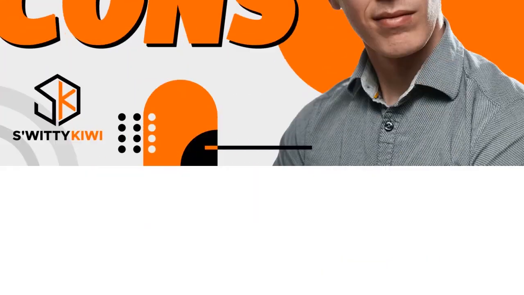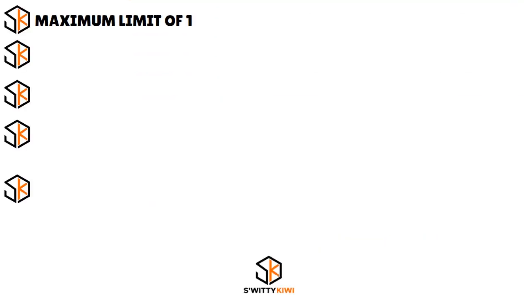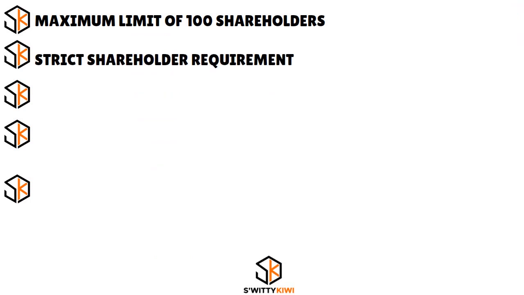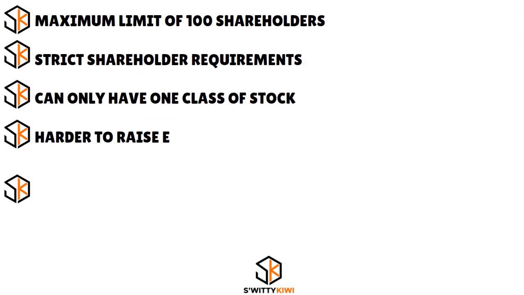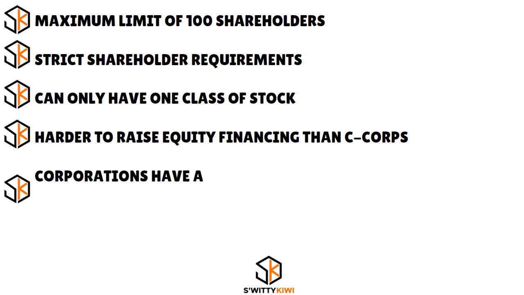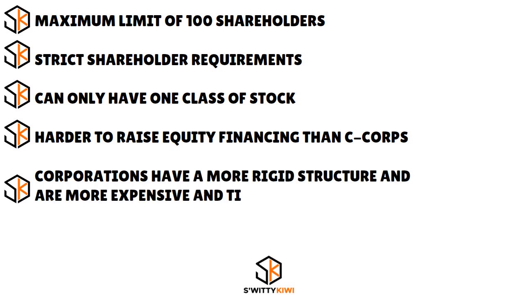What about the S Corp disadvantages? Well, a maximum limit of 100 shareholders. There are strict shareholder requirements that stipulate that only U.S. citizens, permanent residents, and certain domestic trusts, estates, and tax-exempt organizations can hold stock. Partnerships and corporations are ineligible to hold stock of S Corps, and you can only have one class of stock. And it's harder to raise equity financing than with a C Corp.